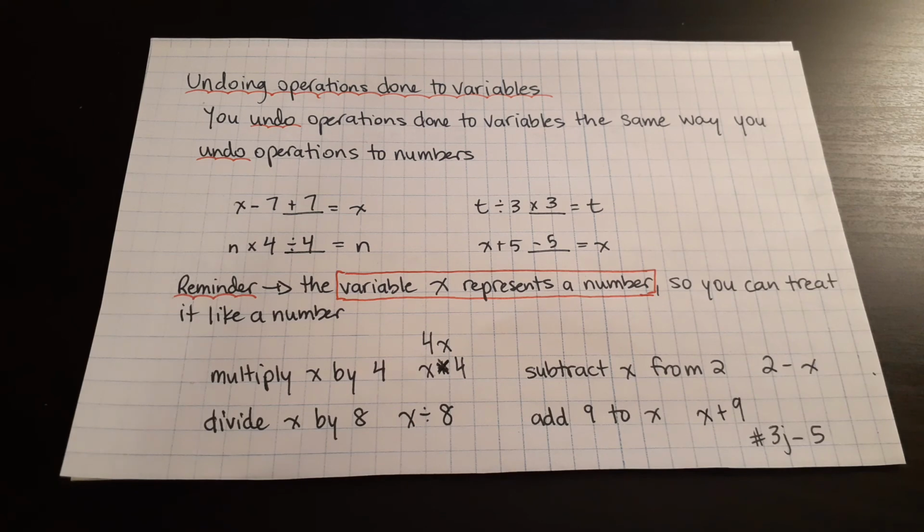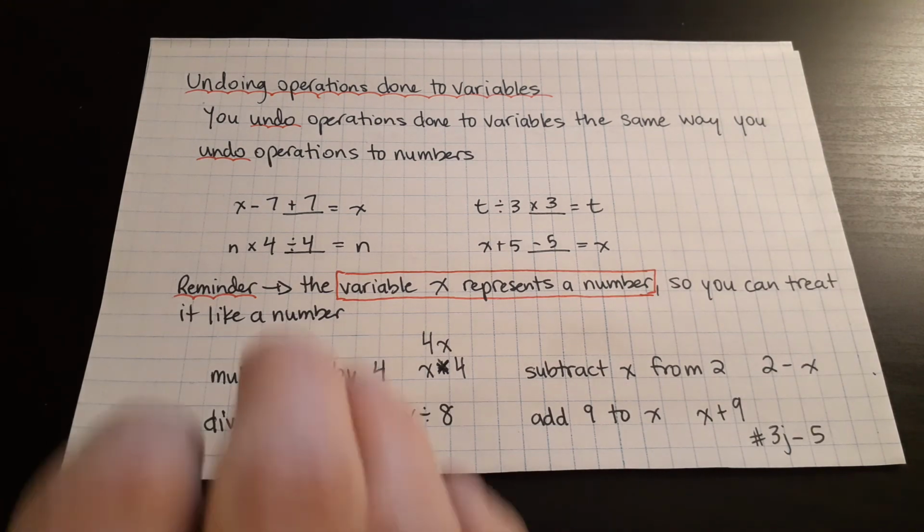If you would like, you can pause it here and work on 3j to the end of number 5, also on page 77. That will give you some practice undoing operations done to variables, and you can pick it back up again.